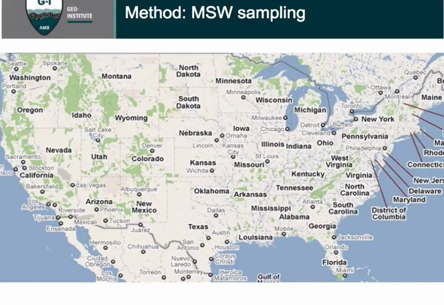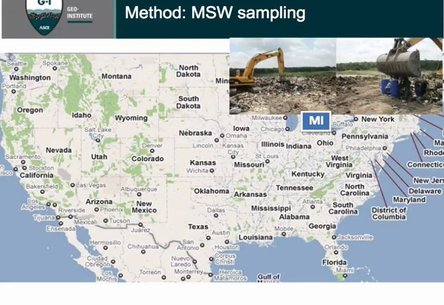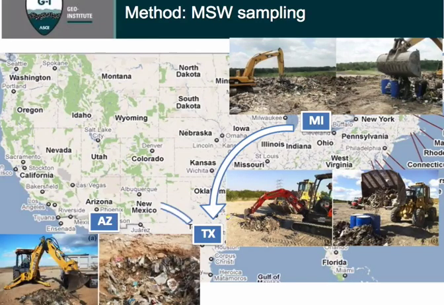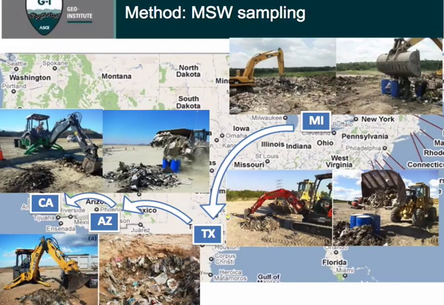In order to answer these 3 questions, my research group, my advisor, and I first started with a field campaign for solid waste sampling. We started from Michigan and then traveled all the way to Texas, to Arizona, and eventually reached California to basically dig out waste, put it in drums, and ship it back to the laboratory.